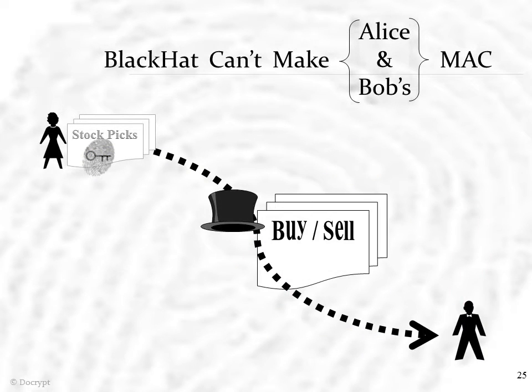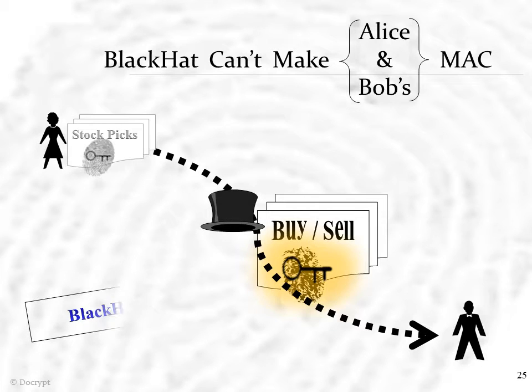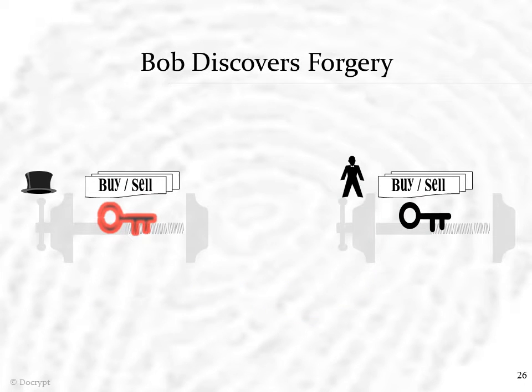And when Black Hat attempts his fraud again, of course he can't do a MAC with Alice's key, so he tries it with a secret key that he made. Because Black Hat doesn't have a copy of the secret key Bob and Alice share, no MAC he ever makes will ever equal the one that Bob makes.